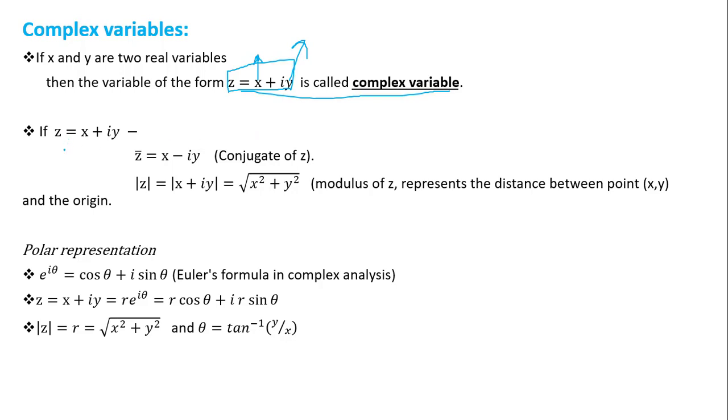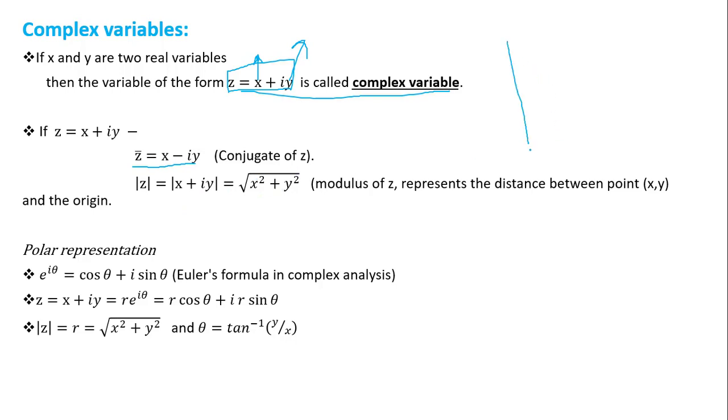We will need some other basic definitions as well. If z equal to x plus iy, then z bar, the conjugate of z, is given by x minus iy. This is one thing. And the second thing is that mod of z equal to mod of x plus iy is given by under root of x square plus y square.